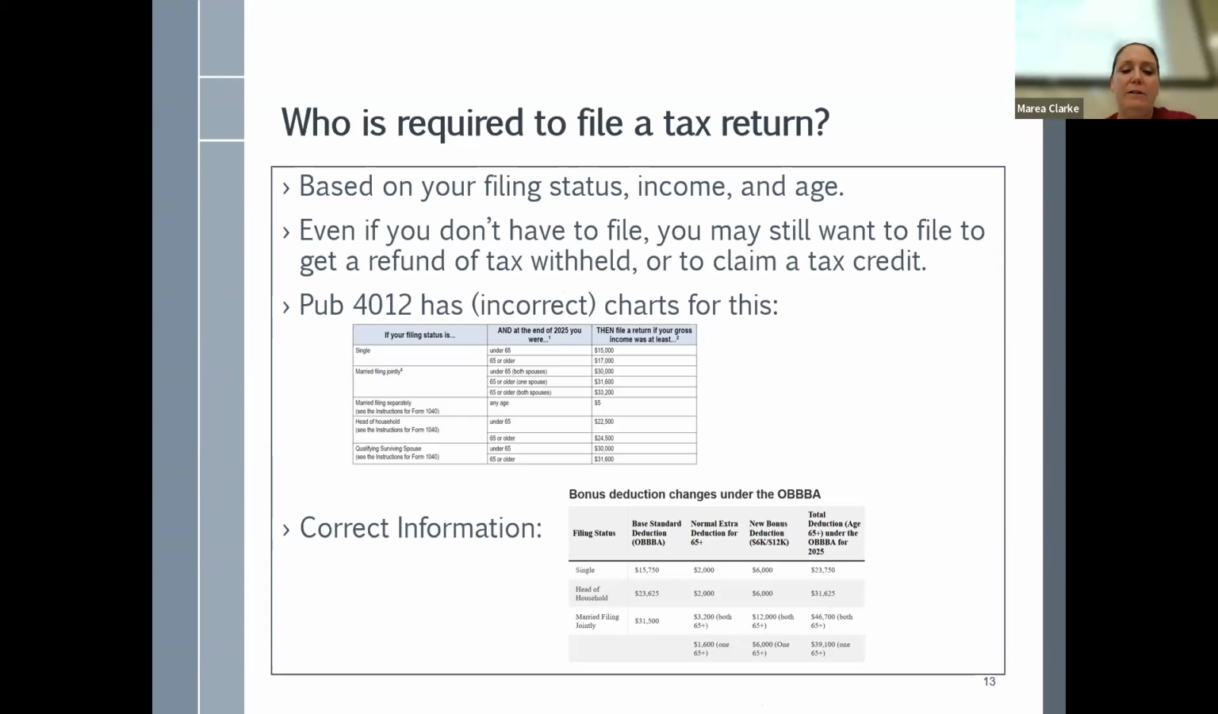If we look at our reference materials, Publication 4012 has incorrect numbers for this, saying based on your filing status, your age and your income, you have to file. Those numbers are not correct. These new numbers down at the bottom give you a standard deduction amount. If you are over 65, there is an extra amount added onto your deduction, which is not new. And now there is this new bonus deduction for individuals that are older that don't have income over a certain limit.